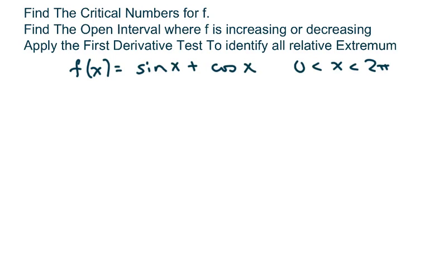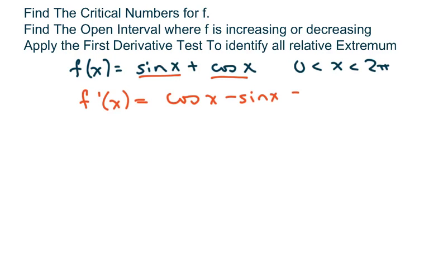Hi everyone, we're going to find the critical numbers for our function to help us determine all relative extrema, which are relative minimums and maximums. The first thing we're going to do is take the derivative of this function, our first derivative test. The derivative of sine is cosine, and the derivative of cosine is negative sine.